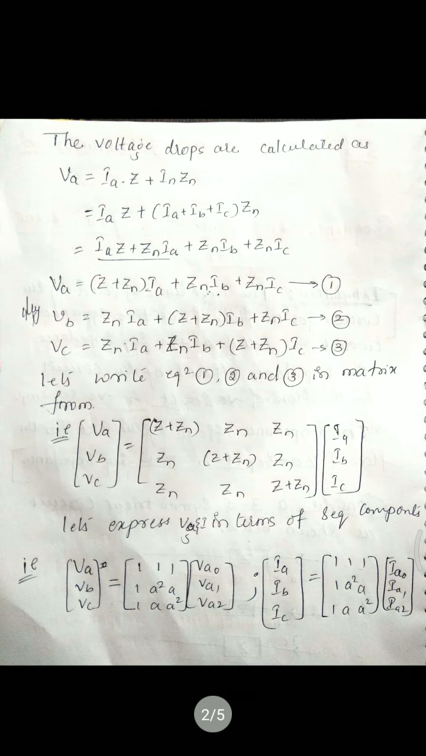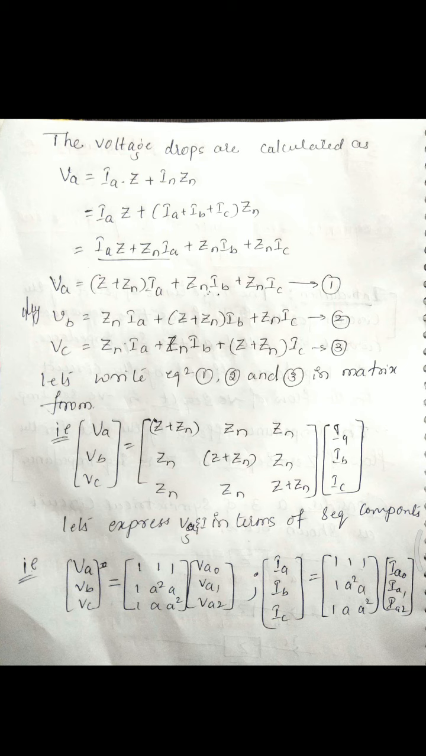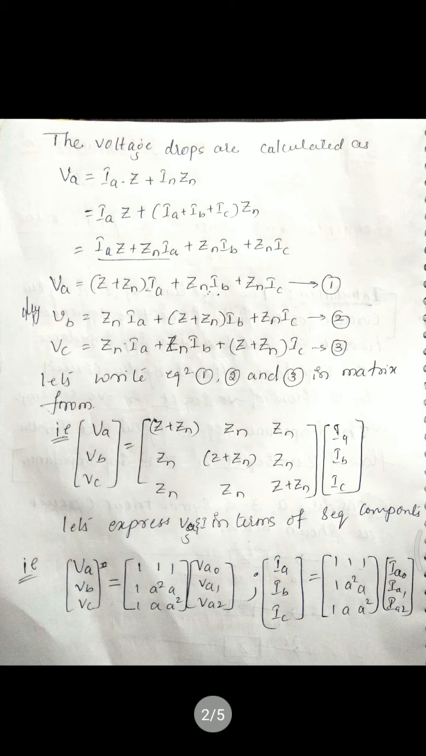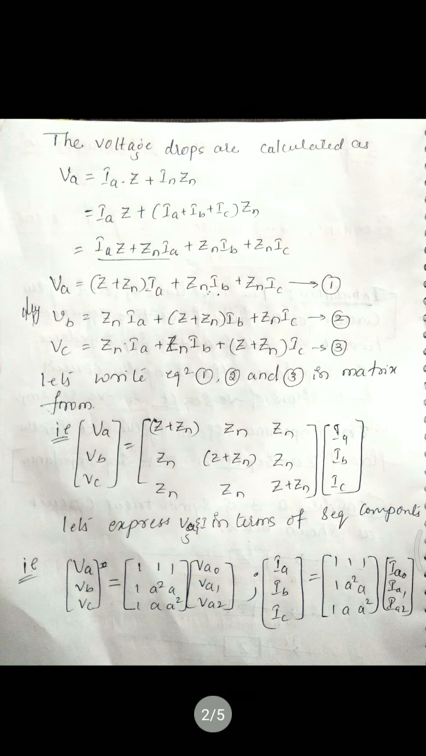let's express the voltages, that is VA, VB, VC, and the currents IA, IB, IC in terms of sequence components. As you know, VA, VB, VC is equal to the matrix 1, 1, 1; 1, A square, A; 1, A, A square, into VA naught, VA1, VA2. What do you mean by VA naught? It is the zero sequence. VA1 is the positive sequence. VA2 is the negative sequence. In a similar way, you have to express IA, IB, IC, which we can express in the same way: the same matrix into IA naught, IA1, IA2.